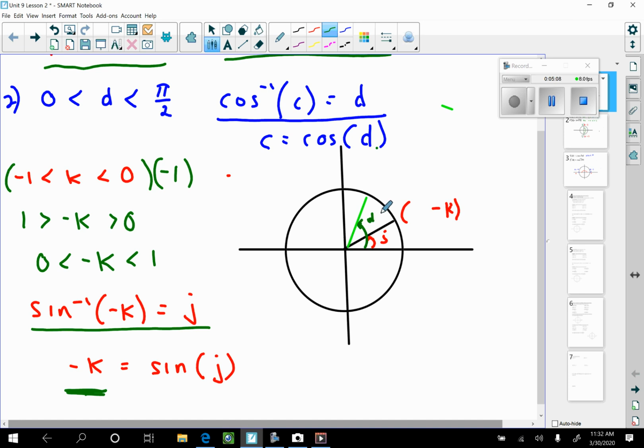That angle right there is d. And I know that the cosine of d is going to be an x value on the unit circle. And that point right there is going to be c something. We don't care what the something is. So there's your graphical representation of number 1. This is your graphical representation of number 2.